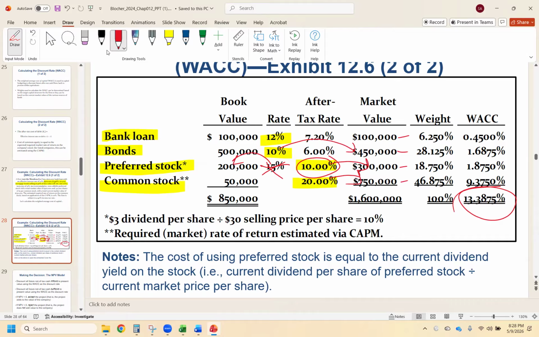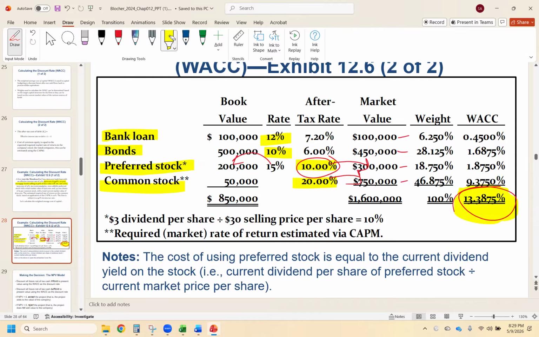And then another part of this is that the tax rate only affects the interest, the bank loan interest and the bond interest, because interest is tax deductible, but dividends aren't. That's the whole point of double taxation in a corporation. We get to deduct our interest, so we get a tax benefit. Anyway, bottom line is, this is the company's weighted average cost of capital.